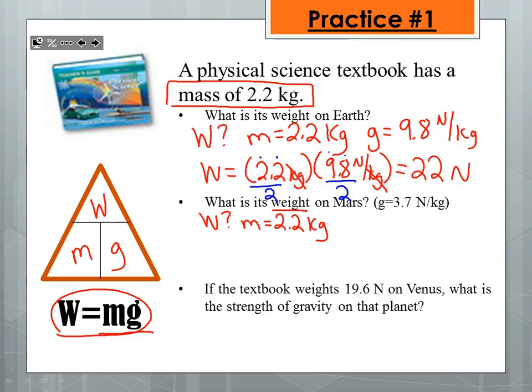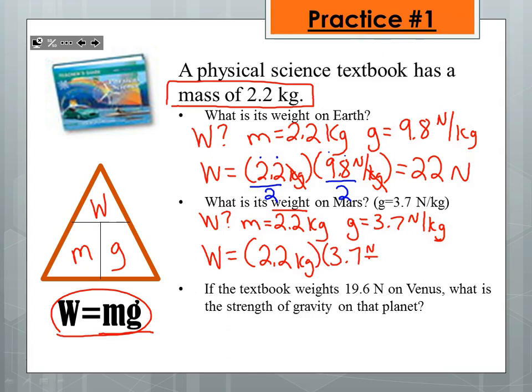Now I know the mass, and I need the gravity on Mars, and it tells me that it's 3.7 newtons per kilogram. So now I'm just going to plug in my mass, 2.2 kilograms, times my gravity of Mars, 3.7 newtons per kilogram. My kilograms cross out. 2.2 times 3.7 equals 8.14.